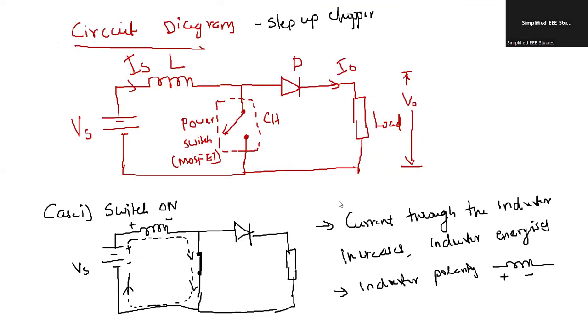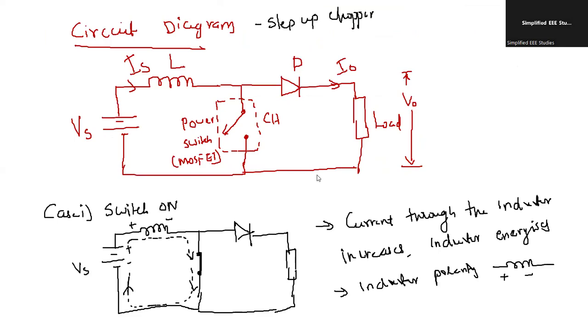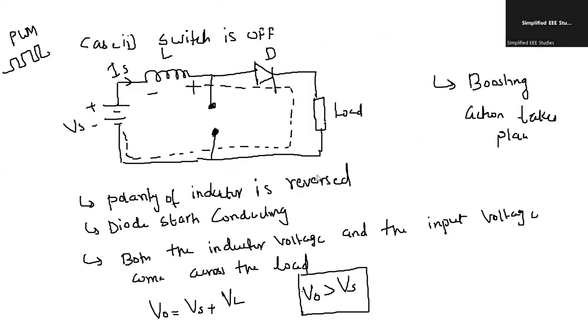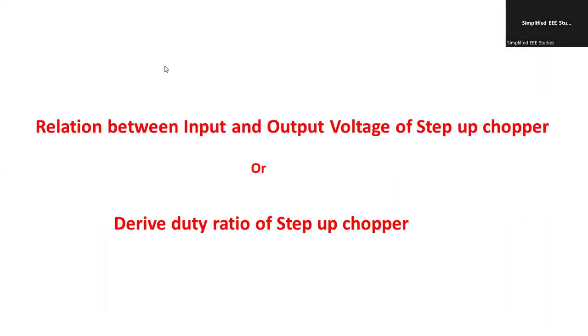In the last session, let me have a recall. I discussed what the meaning of a boost converter is. Thereafter, I discussed how it works whenever the switch is on, what changes are happening in the circuit. Along with that, I discussed what will happen whenever the switch is off. Those two conditions I discussed. Thereafter, I discussed the waveform as well. Today, I'm going to talk about the relation between input and output voltage of the step-up chopper.